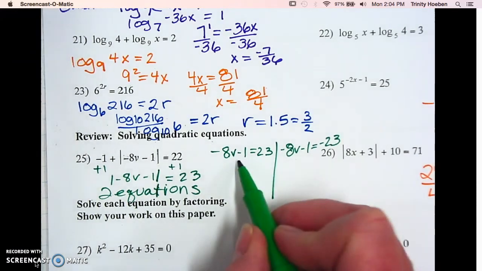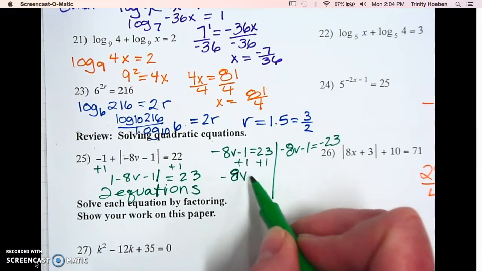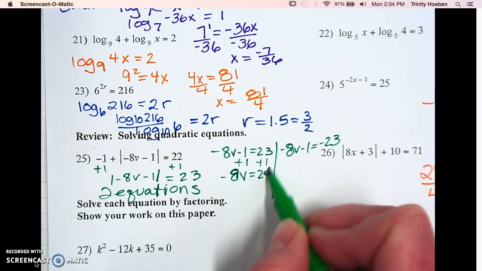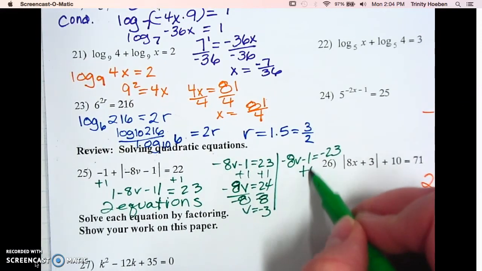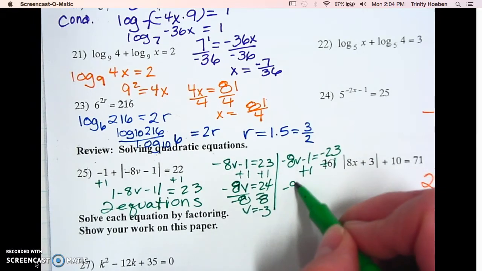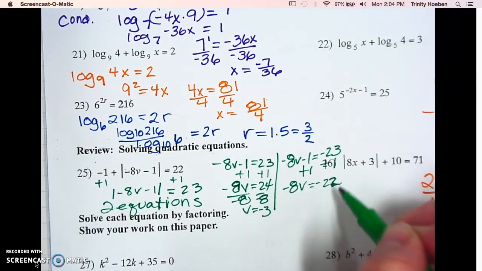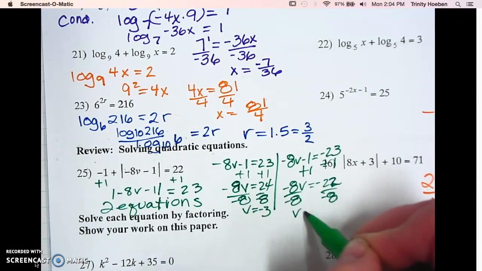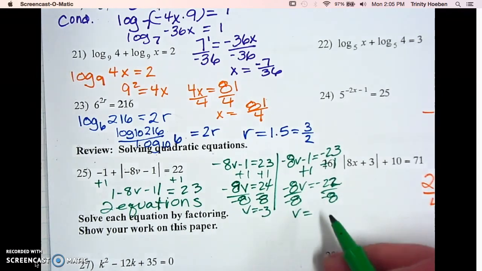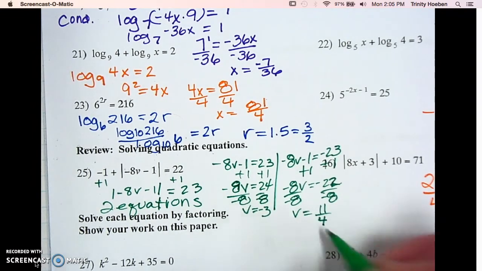So the one on the left, you want to add 1 to both sides. Negative 8v equals 24. Divide both sides by negative 8. And you get v equals negative 3. Same steps over here, add the 1. So negative 8v is equal to negative 22. This one, when you divide by negative 8, you get a fraction. So v is going to be equal to 22 over 8, which reduces to 11 over 4.